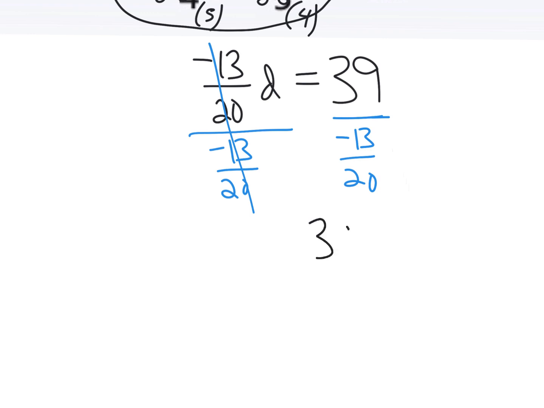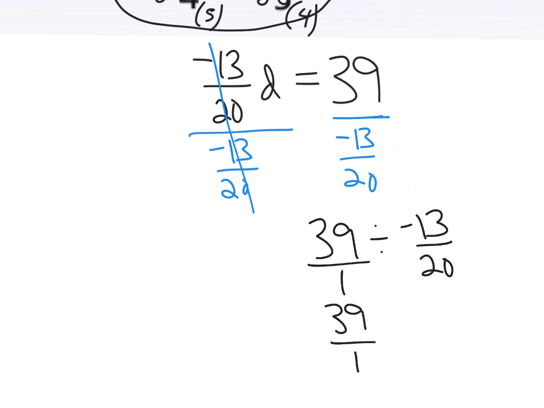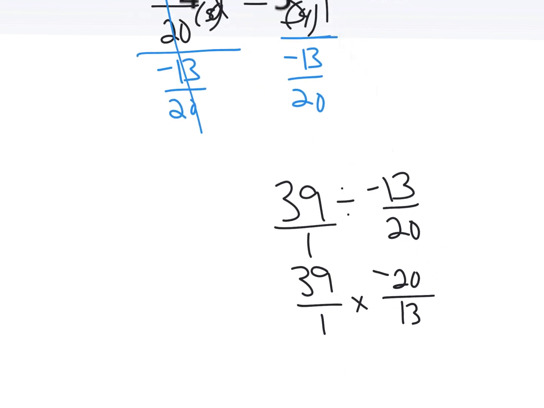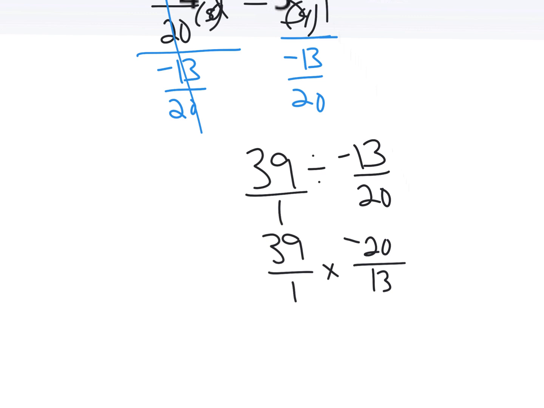So when you go to do that, it's 39 divided by negative 13/20. 39 we can put over 1, and we can keep, change, reciprocal. The negative can go either spot in that fraction. I like to keep the negative up in the numerator, but if you want to keep it next to the 13, you can do that.